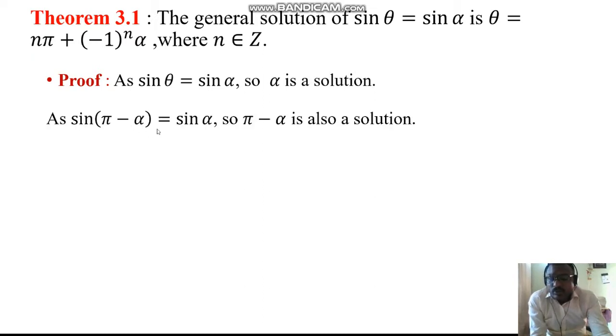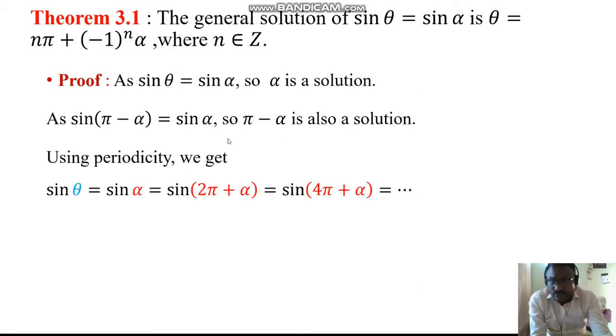the allied angle formula for the second quadrant, we can write sin of pi minus alpha is equal to sin alpha. So one can easily say pi minus alpha is also a solution, and using its periodicity, we conclude that sin theta is the same as sin alpha. After one complete rotation of an angle, sin alpha is the same as sin of 2 pi plus alpha, which is equal to sin of 4 pi plus alpha, and so on.